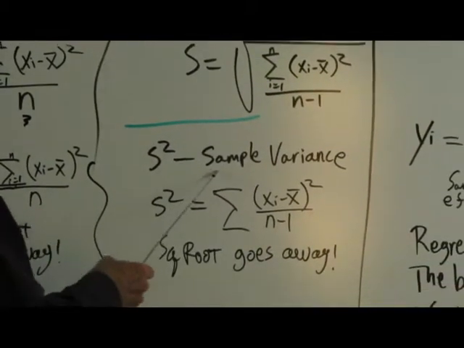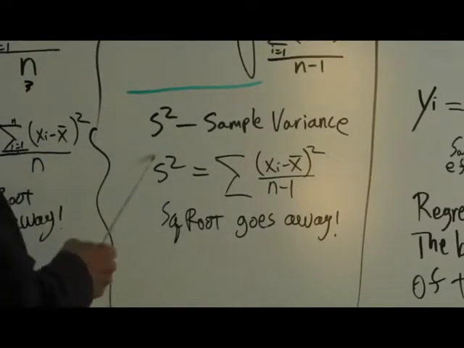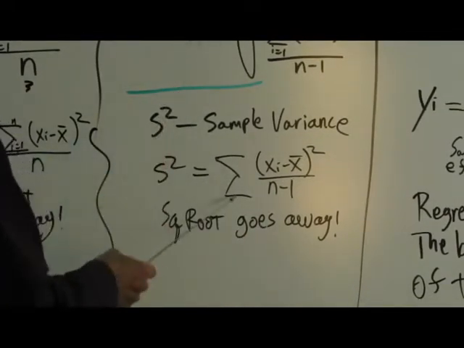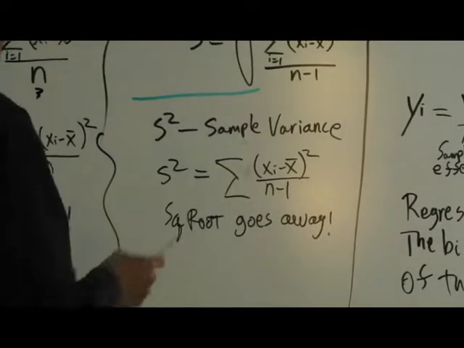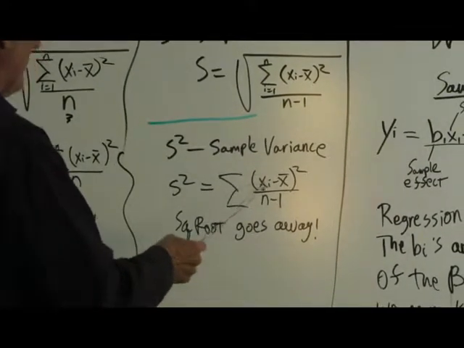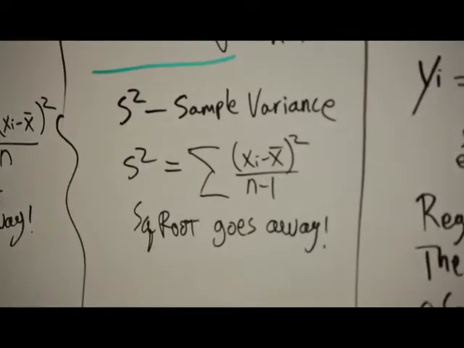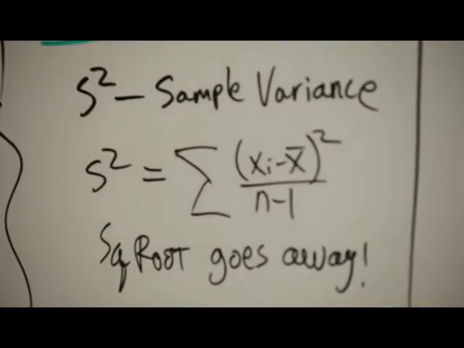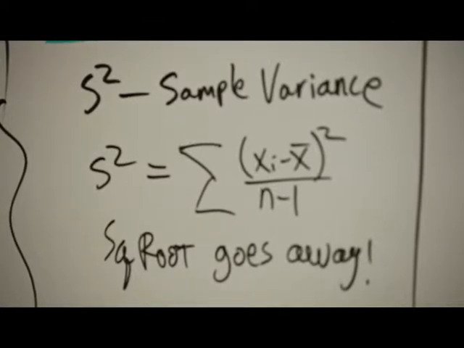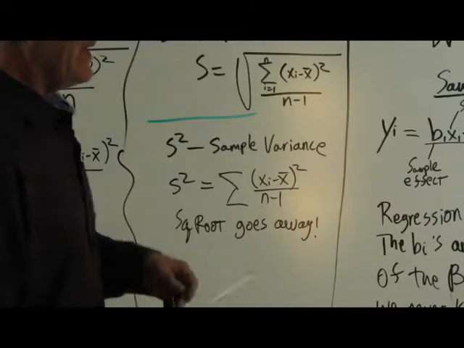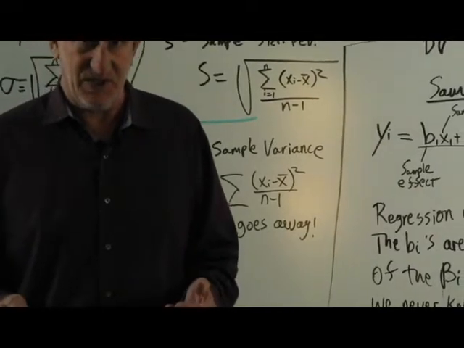S squared is the sample variance, and S squared is simply the standard deviation squared. So again, the square root goes away. This radical is dropped, and you have just the sum of the deviations from the mean, the xi minus x bar quantity squared, over n minus 1, not n. And again, I have a video on that topic. So that's the basic notation, okay?